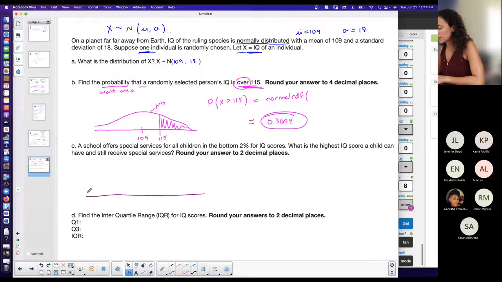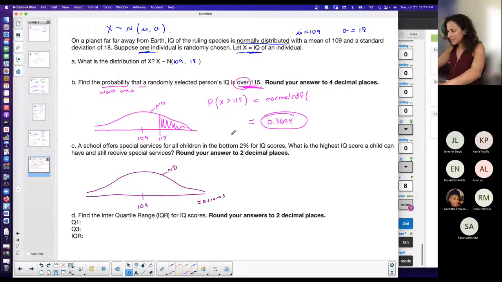Okay, so let me ask you this. Well, first of all, let me draw my curve. This is a normal distribution curve. The center of this curve is 109. This is what I do naturally just because it's easier to visualize. These are the IQ scores from this other planet.